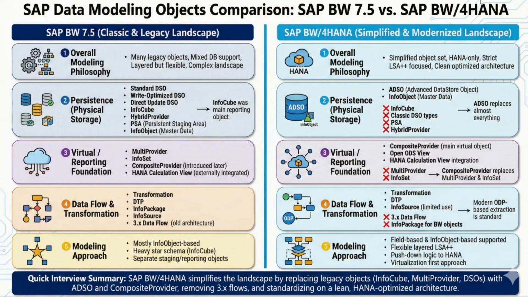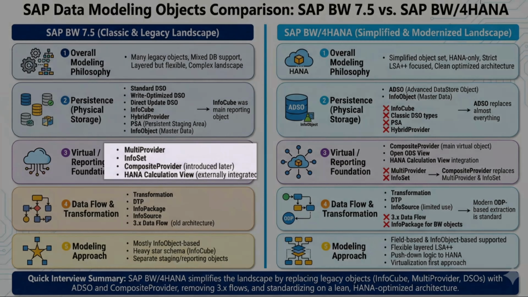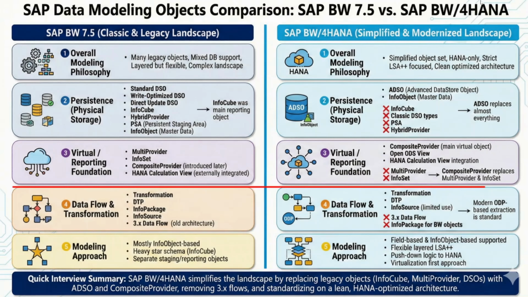Moving to number 3, our virtual reporting foundation. When we want to view data virtually without physically moving it, the old system used things like multi-providers and infosets. Today, those have been replaced by the composite provider, which is your main tool for virtual reporting.